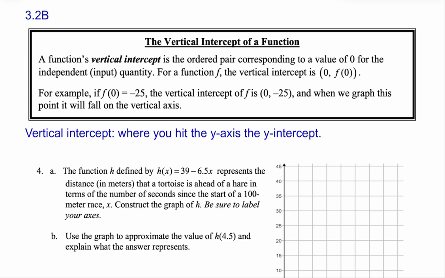3.2 has lots of stuff in it. So I wanted to break it down over a few days so that we could really analyze the pieces and parts. The thing that we want to focus on here, let's highlight a few things here.